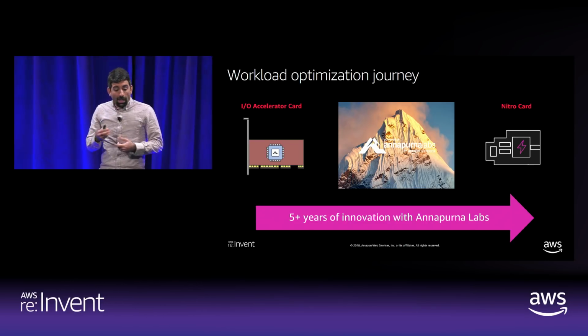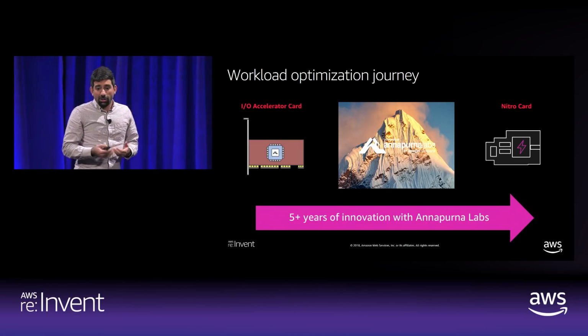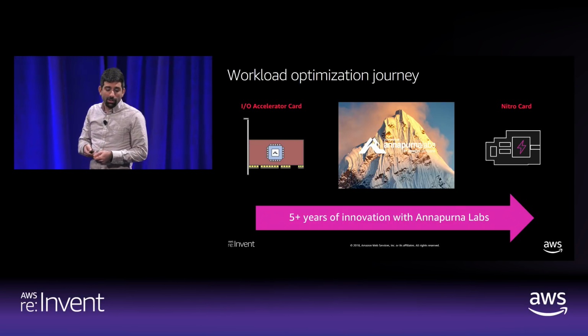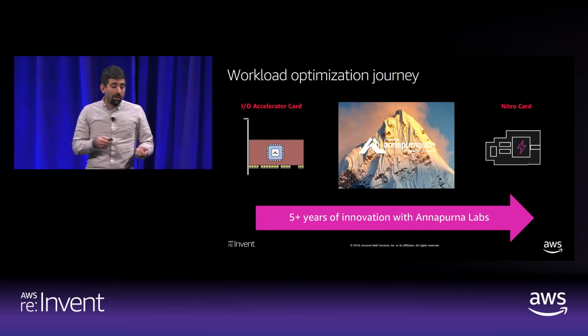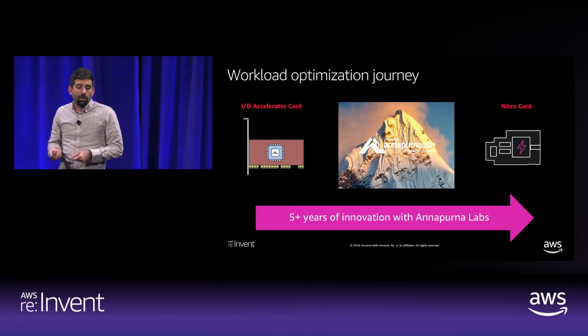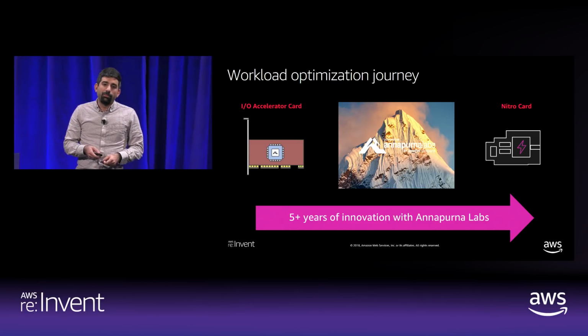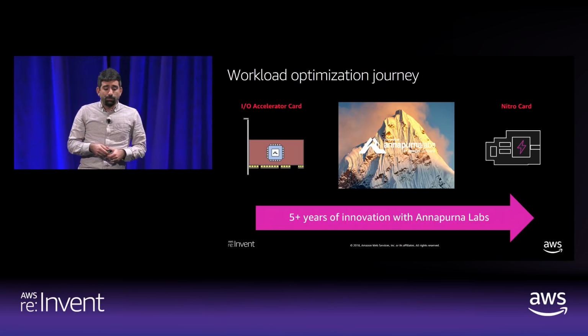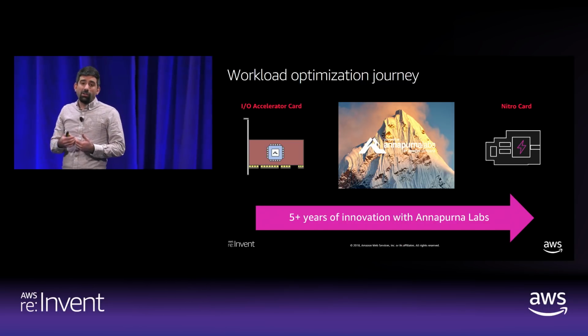So, my name's Ali. I've been a principal engineer at Amazon for about 18 months now, and I was the technical lead for this project. And I'd like to start with some history. Back in 2013, we added the first cards to our servers to accelerate networking for our customers. And that created enhanced networking.